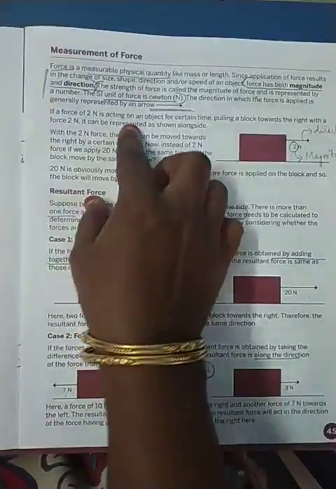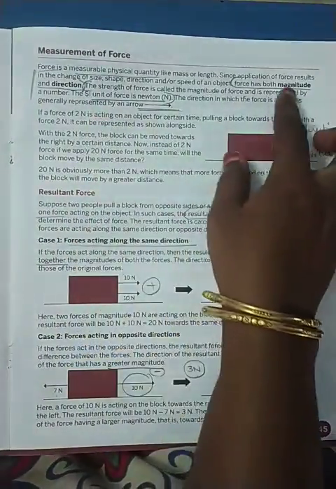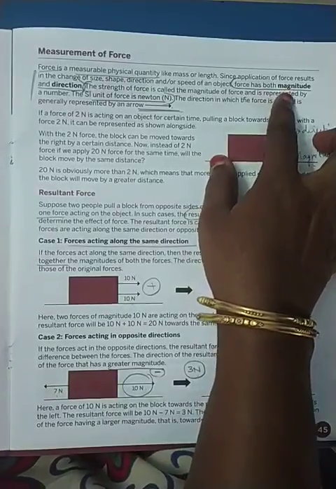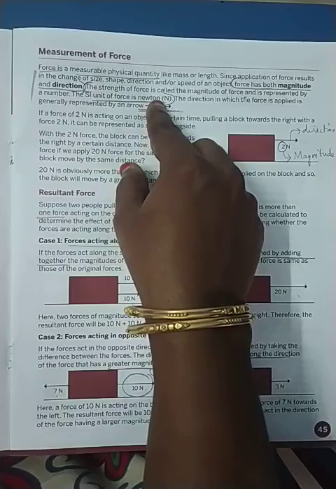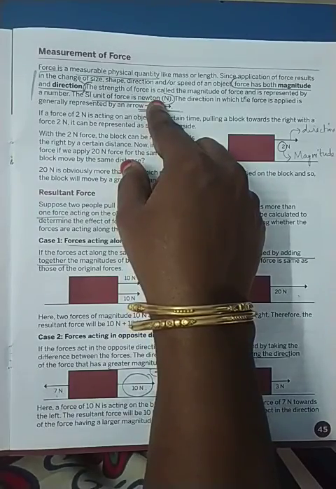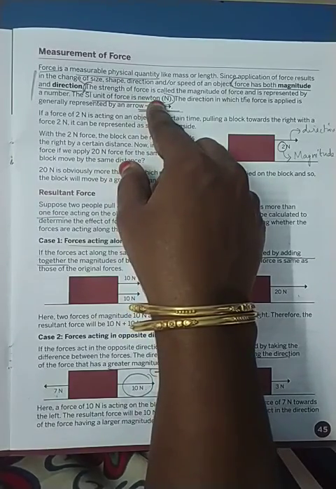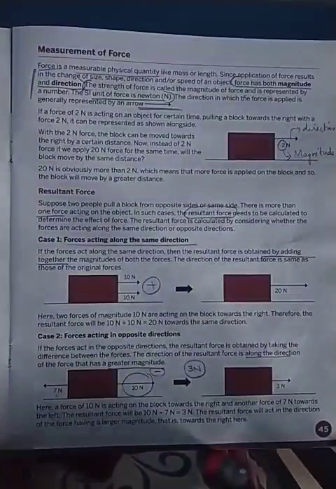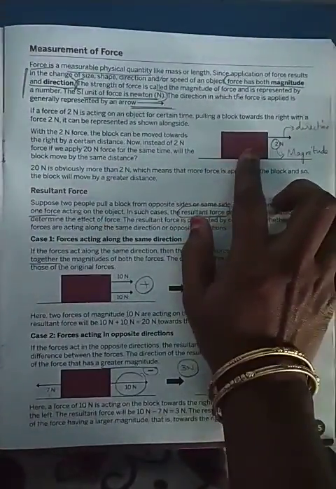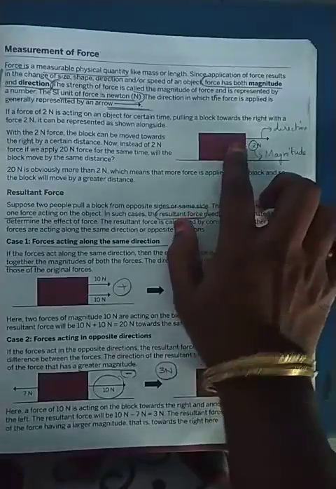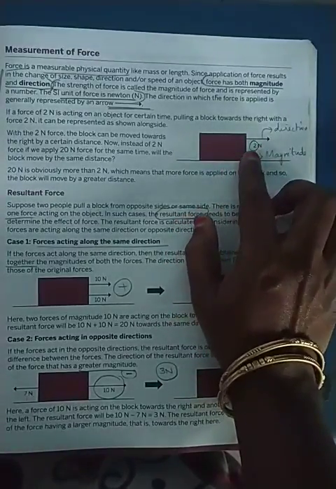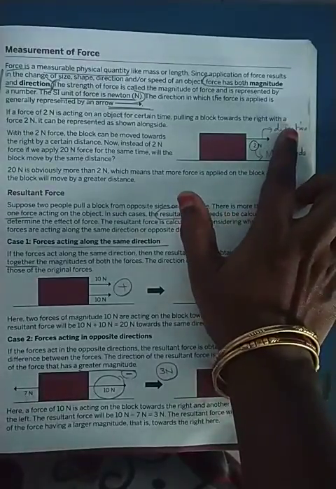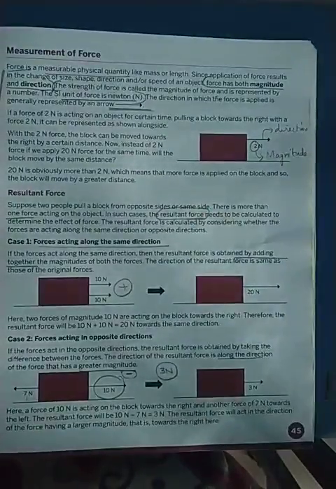Now coming to measurement of force, we are going to measure the force with magnitude, direction and value. And then you should write the SI unit for the force, which is Newton. So this is how you are going to measure. For example, you are going to apply 2 Newton in this direction. So the magnitude is 2, the direction is shown by the arrow, and Newton is the unit.